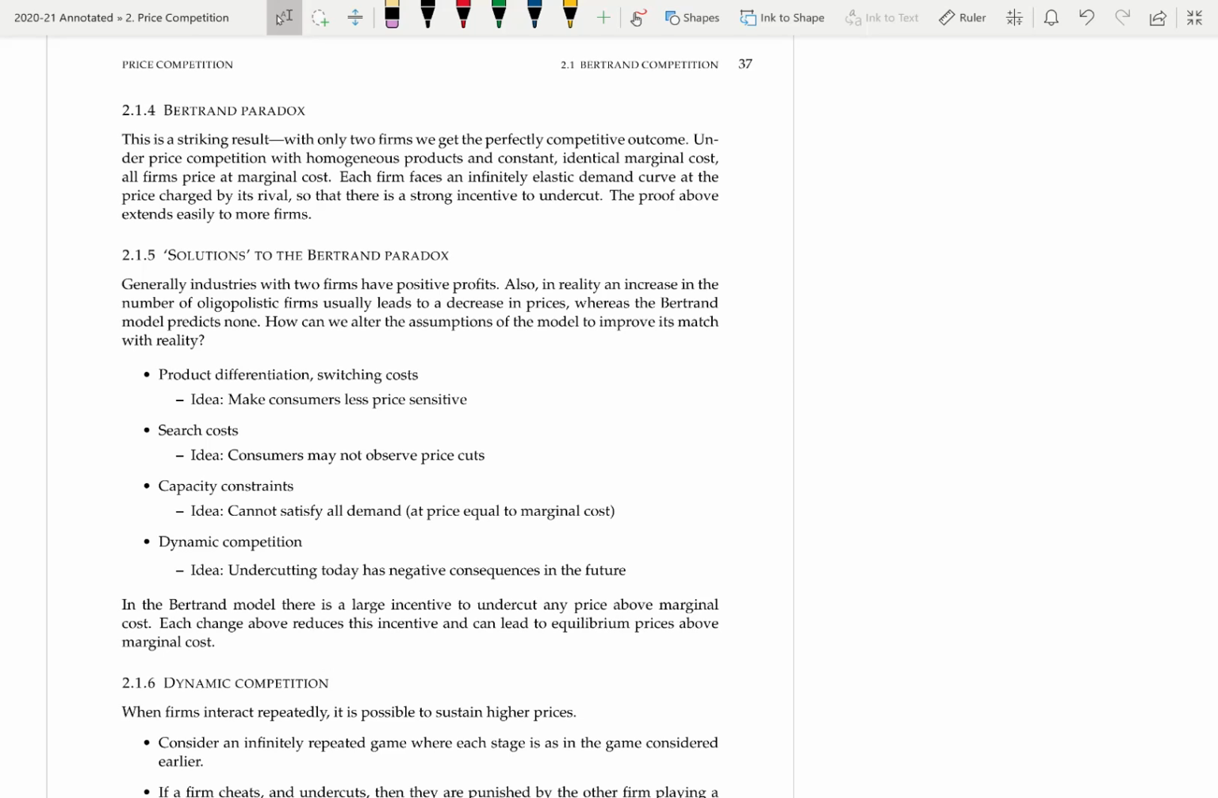And this proof extends easily to more firms. So when you've got n firms where n can be any number greater than or equal to 2, it's a Nash equilibrium as long as two firms are pricing at marginal cost and the others are pricing above or equal to marginal cost. In any Nash equilibrium with n firms where n is greater than or equal to 2, we're going to get every firm having zero profit.